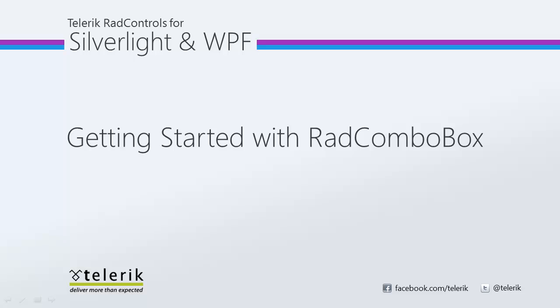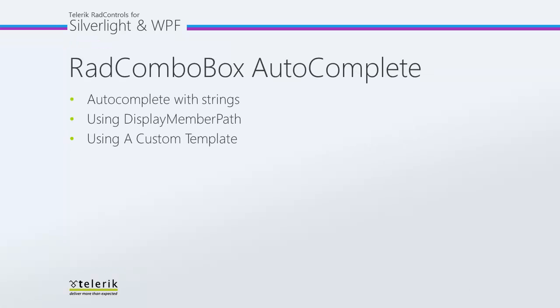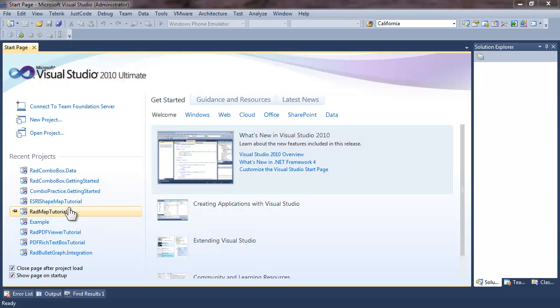Today we're going to take a look at autocomplete with the RAD ComboBox. RAD ComboBox is part of the Telerik RAD controls for Silverlight and WPF control suite for .NET and XAML development. First, we're going to take a look at autocomplete with simple strings in our ComboBox. Then we'll take a look at using the display member path to work with complex data types. And finally, we'll take a look at how we manage autocomplete when we have a custom display template.